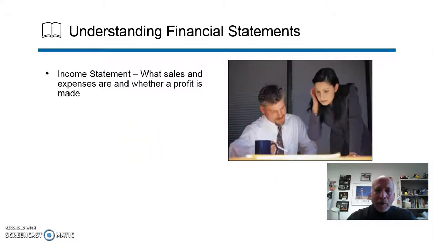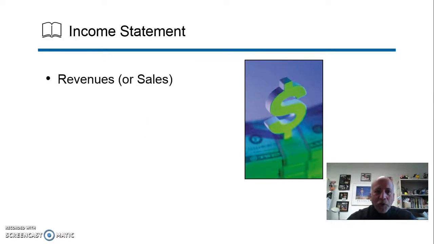So we have a number of financial statements that we need to understand. The first and foremost is what's called an income statement. What the income statement does is it tells us what my expenses and what my sales are, so I can determine if I make a profit and how much profit is being made. So here are 5 things that are on the income statement.